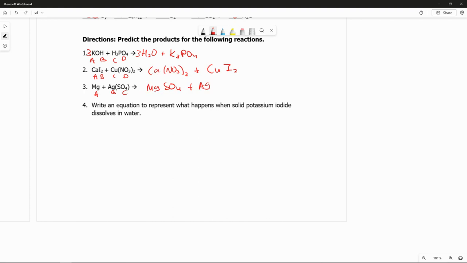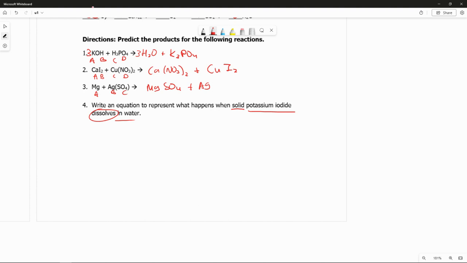All right, last question, number 4. Write an equation to represent what happens when solid potassium iodide dissolves in water. We did learn a lot of stuff throughout the second semester, but think very simple.